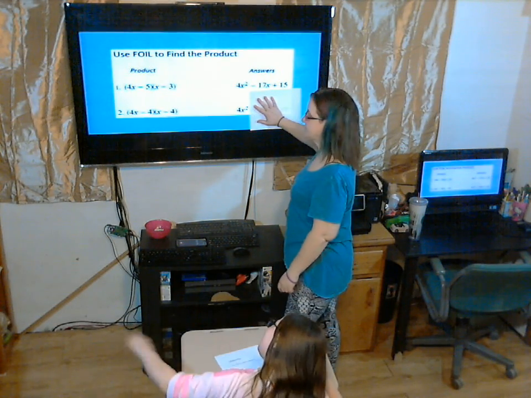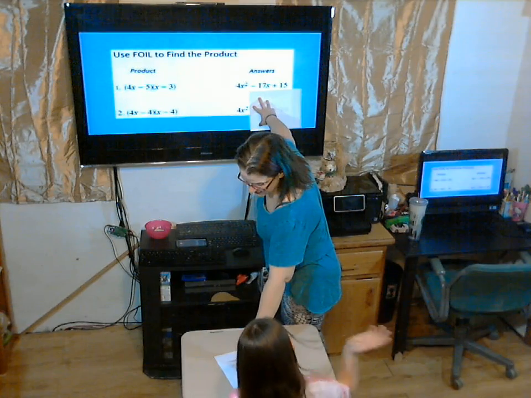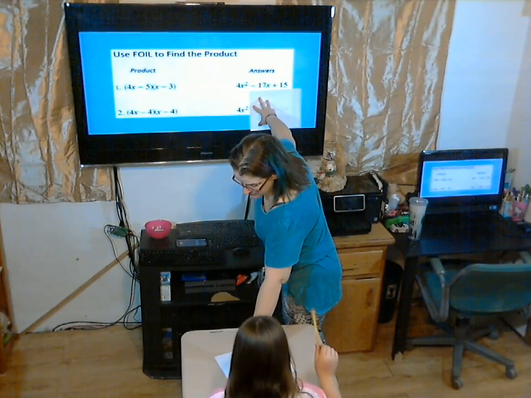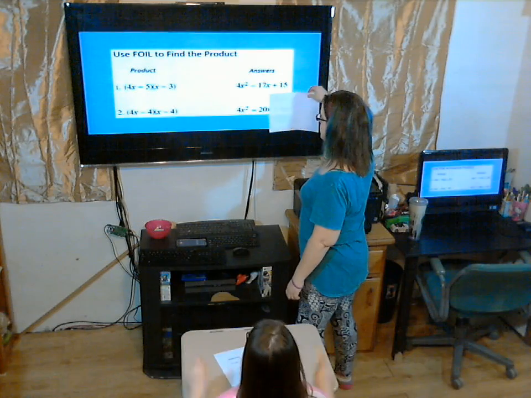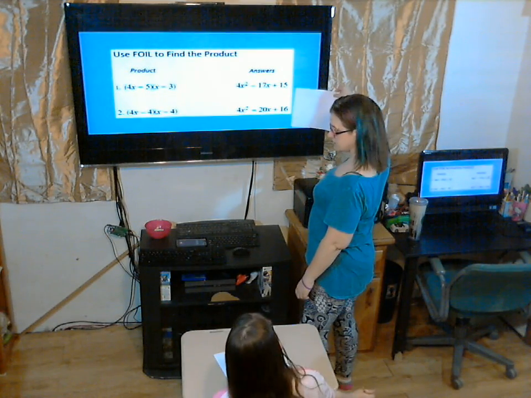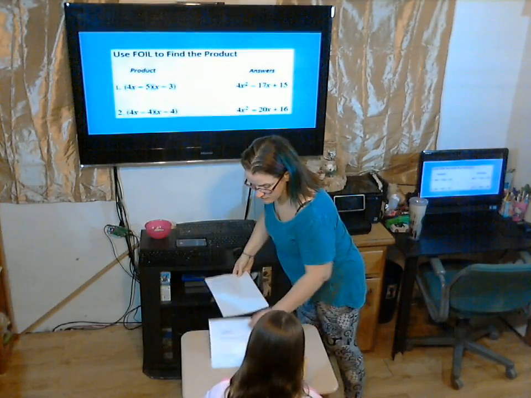Okay, so we have like terms in our negative 16x and our negative 4x. They're both negative. Negative 20x plus 16. Look at that. You know what you're doing. I am so proud of you.